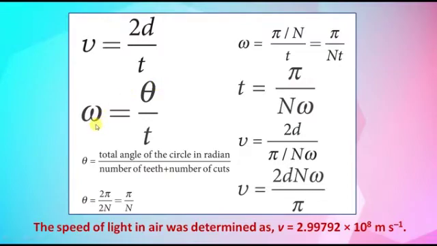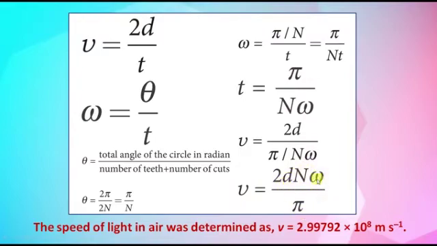Now we substitute in the omega equation. So omega is equal to pi divided by n, divided by t, that is pi divided by nt. Rearranging, t is equal to pi divided by n omega, since time is what we need. Now this time is substituted in the speed of the light. So v is equal to 2d divided by pi divided by n omega. After rearranging we get v is equal to 2d n omega by pi.